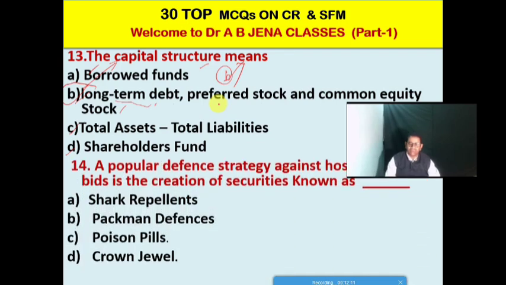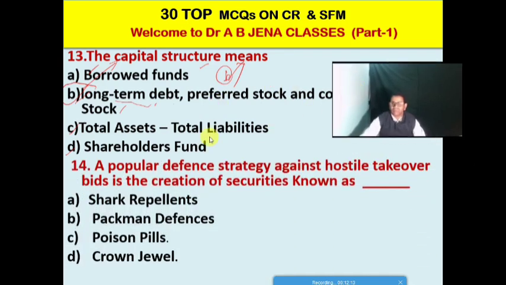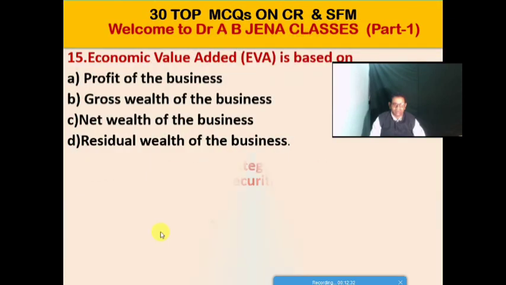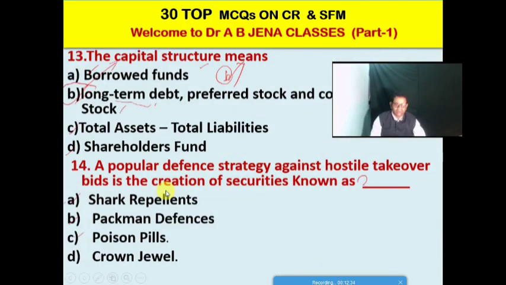So next MCQ, a popular defense strategy against hostile takeover bids is the creation of securities called what? A, it's the shark repellents. B, it's the Pac-Man defenses. C, it's the poison pills. And D, it's the crown jewels. Sorry, friends. So C is the right option for this MCQ.